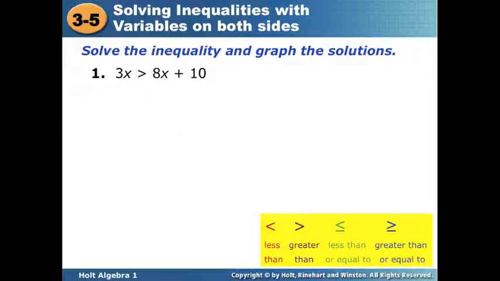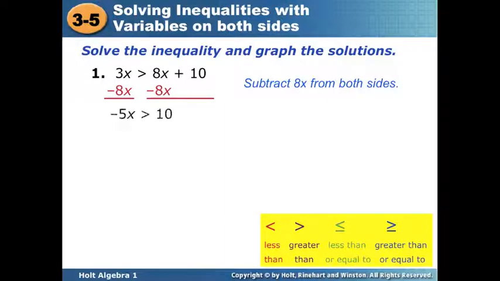We have variables on both sides, so we're going to need to move them to the same side. I generally like to move my variables to the left. Therefore, I'm going to subtract 8x on both sides. 3 take away 8 is negative 5x. Bring down our greater than 10.